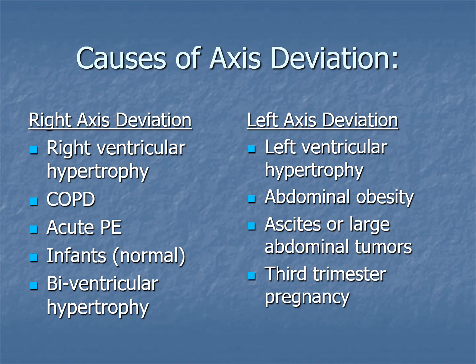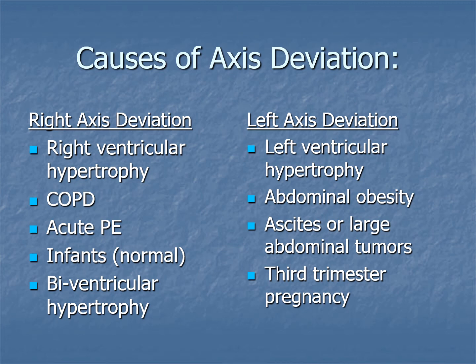COPD, and it may be cor pulmonale associated with COPD, acute PE, or pulmonary embolism, because you have that right side, particularly the right ventricular engorgement because of the clot that's downstream. Infants, it's normal. I don't really want to go into that. And biventricular hypertrophy, that's really saying that both the right and left heart are enlarged.